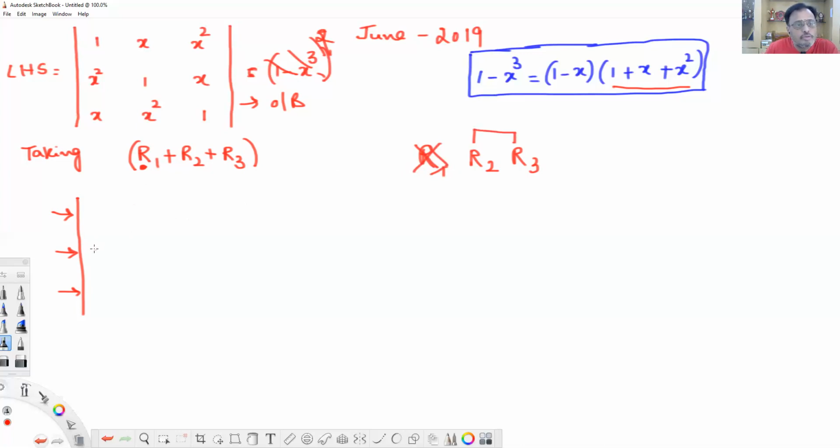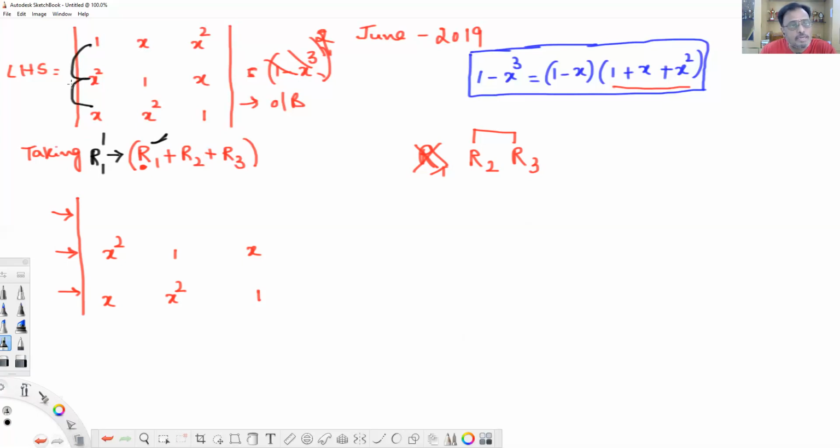R2, what is R2 now? x square, 1 and x. And R3: x, x square and 1. Then definitely we'll go for the operation now. In this case, the operation is to add R1 plus R2 plus R3, with the result entered at R1. Definitely R1 you are going to change. We are going to see the new R1. So how will the new R1 be formed? By doing the operation R1 plus R2 plus R3.